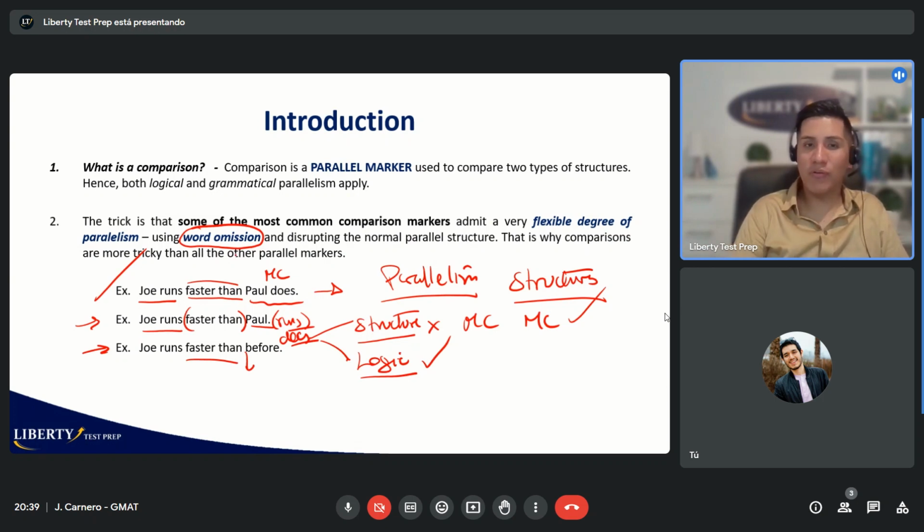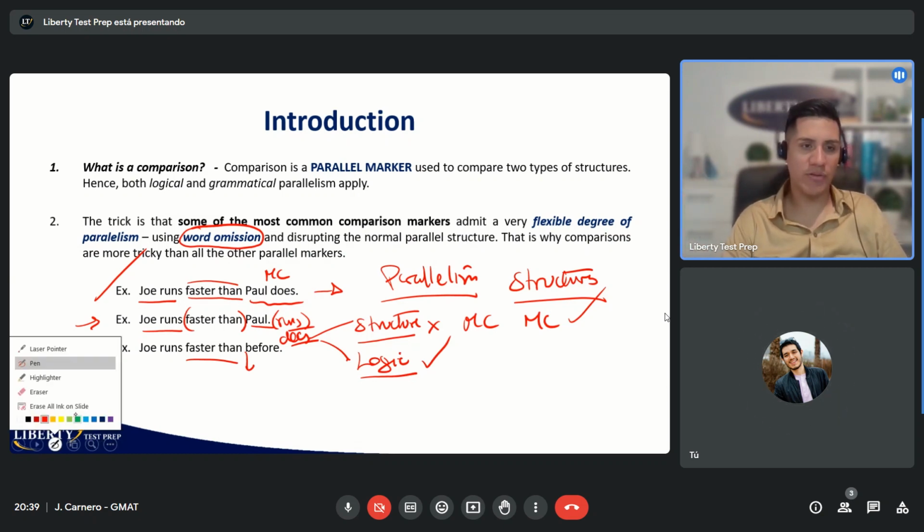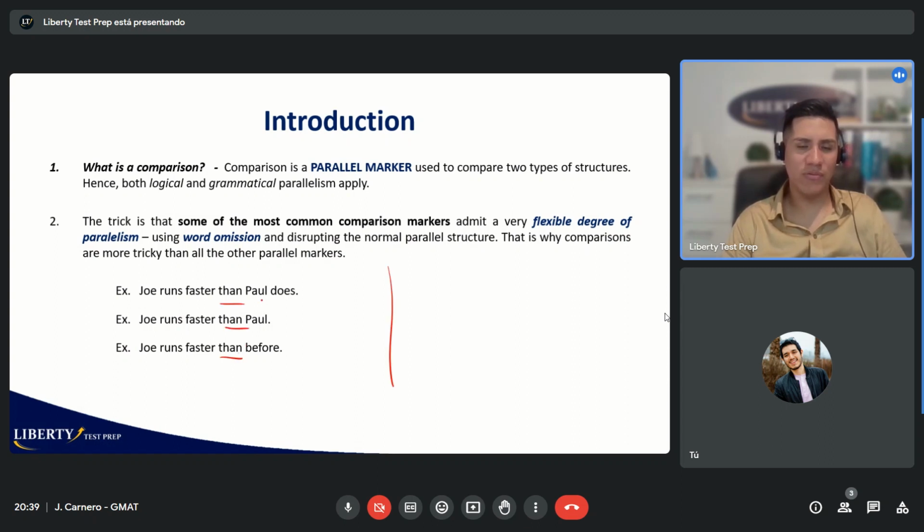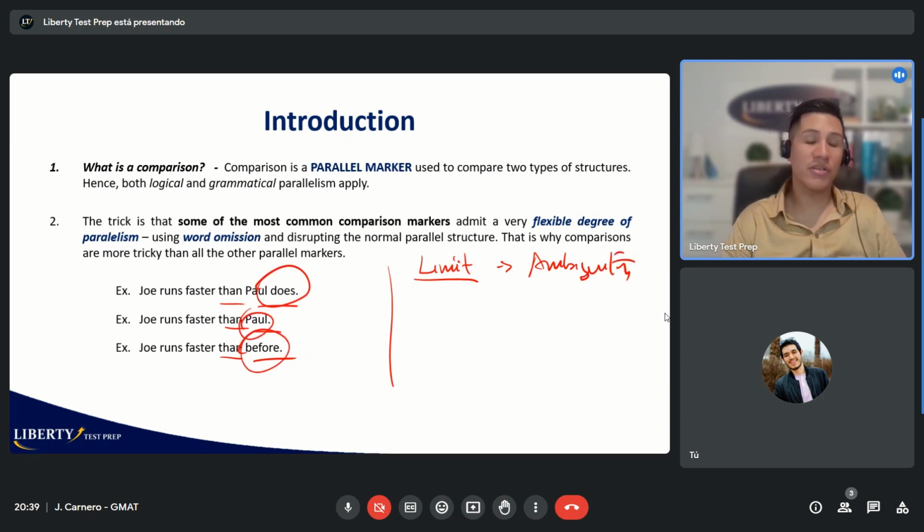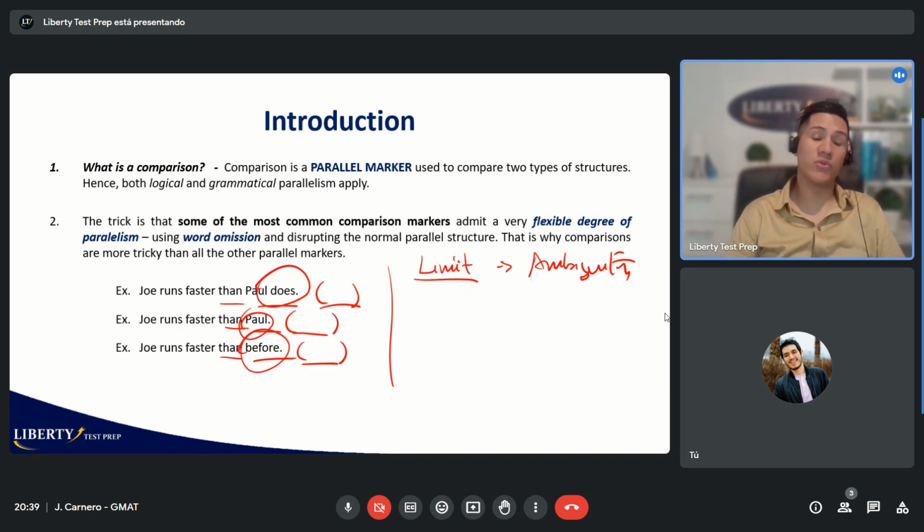I mean, it's not for all the markers, so there are going to be several comparison markers. Some of them will allow these omissions, some others won't. But this happens quite often. Now, the important thing here is what is the limit? Because here it sounds like whenever you can put anything on the right, that's going to be fine. No, there is a limit. The limit is basically ambiguity. This will work as long as whatever you're comparing is clear. If it stops being clear, then it's wrong, and the sentence needs those missing words.